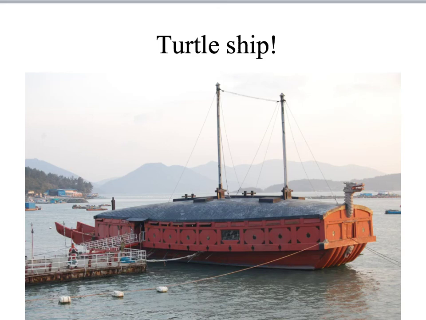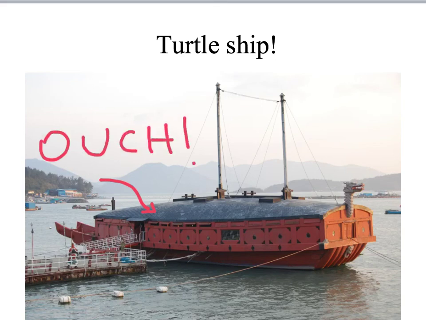If you look carefully at the roof, you can see what made it impossible to board the turtle ship. That's right, folks, spikes. So they created these very sharp spikes. So if you jumped on top of the ship, you would impale yourself on one of these spikes and then roll off the side and probably drown in the sea.